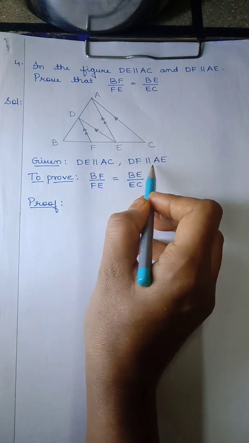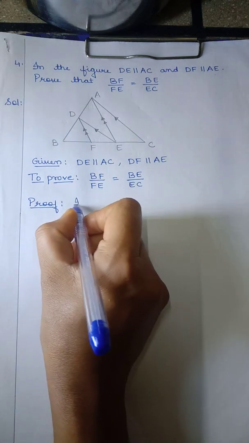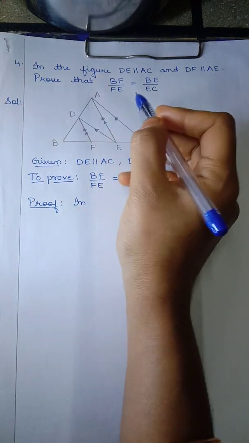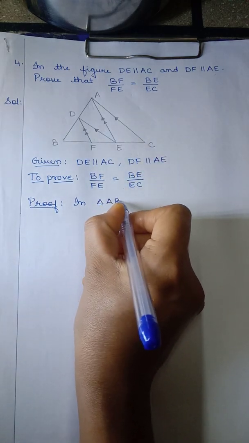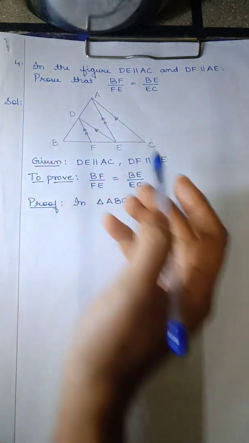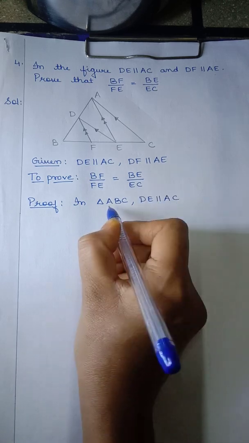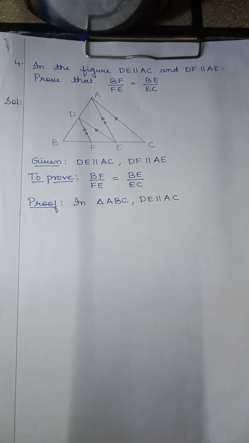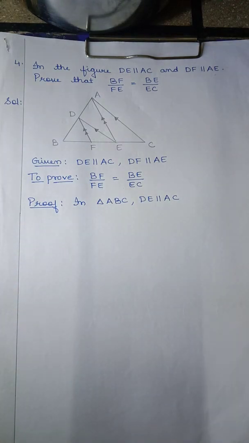So you have to use these two lines and get two equations by Thales theorem and then compare the two equations. Okay. So firstly we will take in triangle ABC. In triangle ABC, you can see lines are parallel. In triangle ABC, DE is parallel to AC. Yes, DE is parallel to AC in triangle ABC. Yes, so when the lines are parallel, the sides will be in equal ratio.